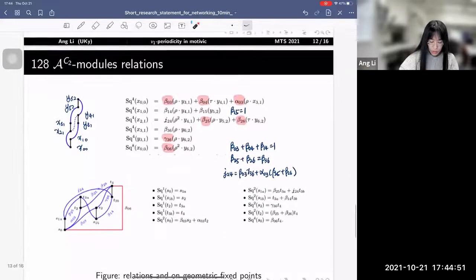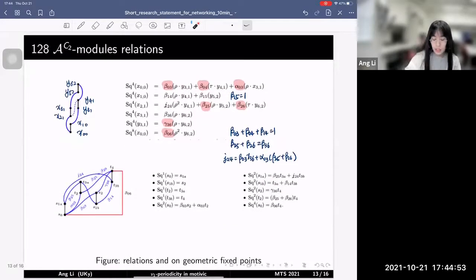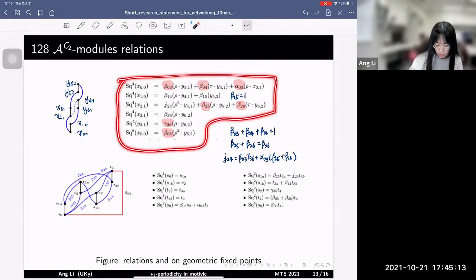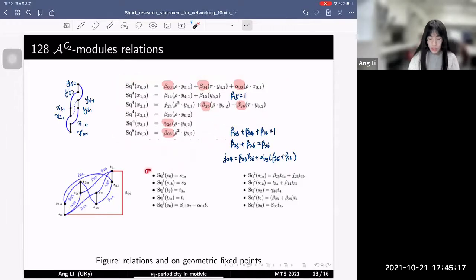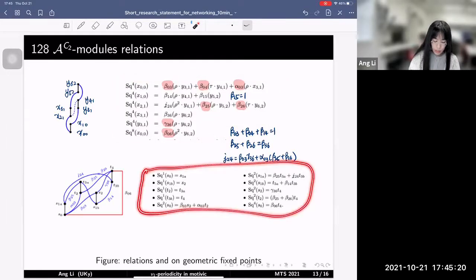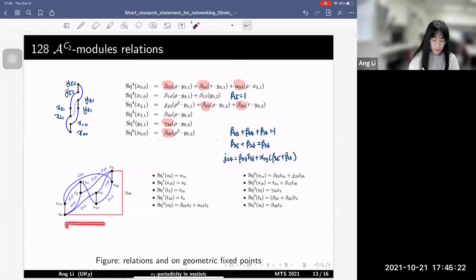Okay, so the relations are here, and those Greek letters are placeholders. They can be 0 or 1. The ones I highlighted are independent from each other. You can count there are 7 of them, so that's how we get the number 128. Passing this relation down through the modified geometric fixed point, you get another group of relations on the geometric fixed point of A(1).